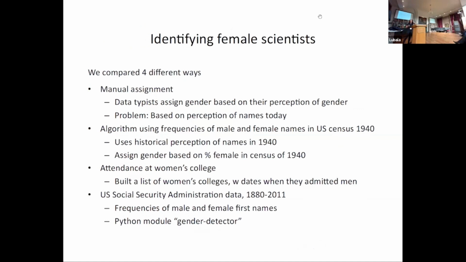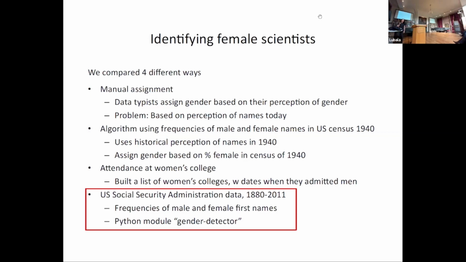Identifying female scientists, I thought this was much easier. It's like research is always a learning process. So my first thing was, oh, let's just ask the data entry people to assign gender. Turns out that they're really bad at it. So what we have, which is much better, is whether people attended women's colleges, which in principle should be a good indicator of whether you are female in this period. And so then we use that to check different ways of assigning gender.